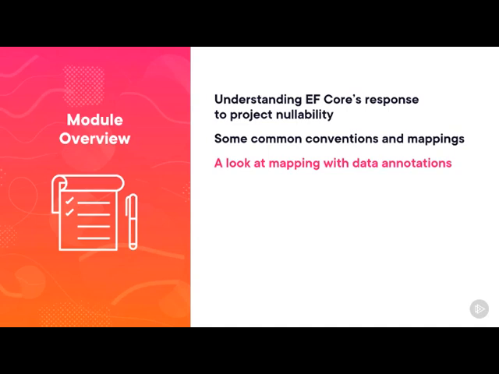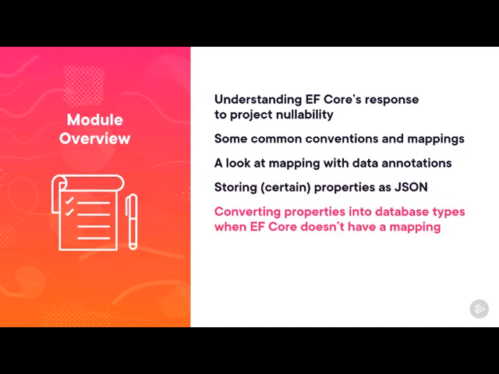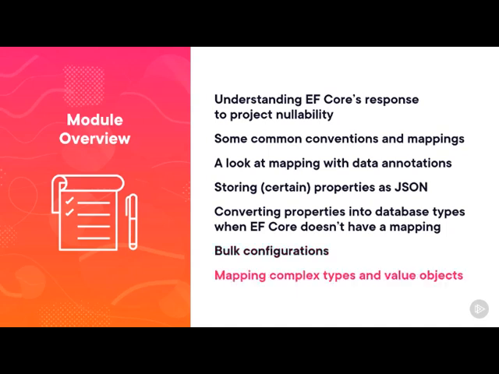Then I'll be sure you're familiar with a few specific scenarios that you might commonly need to address in your software, such as EF Core support for persisting some data as JSON strings, the ability to persist properties whose types don't have a direct correlation to database types for EF Core, how to apply configurations in bulk, in other words, configuring a type that might be used by properties across a number of your entities rather than just configuring one property at a time. And we'll also take a quick look at mapping complex types and value objects.